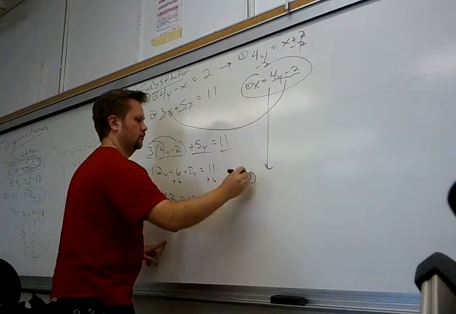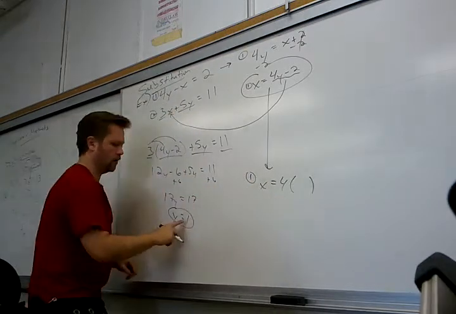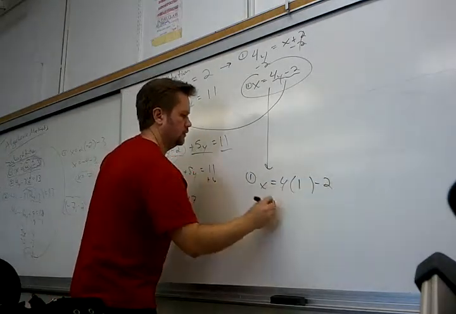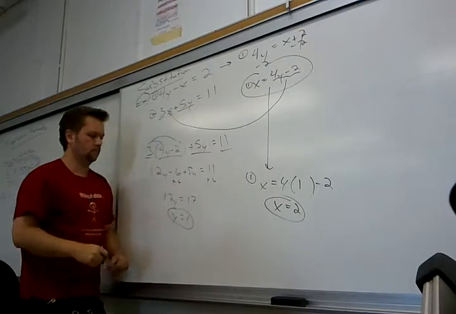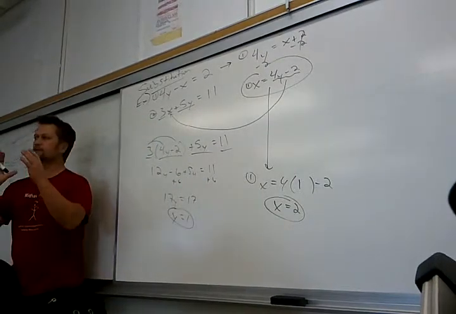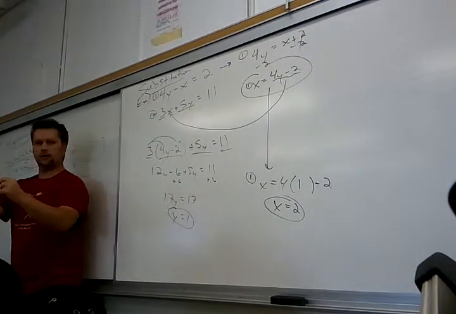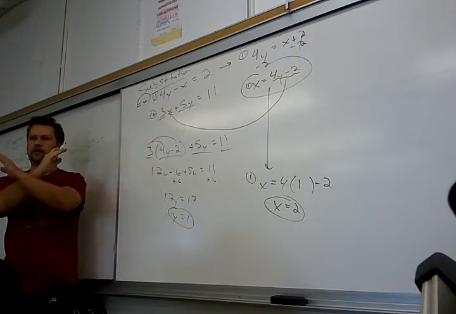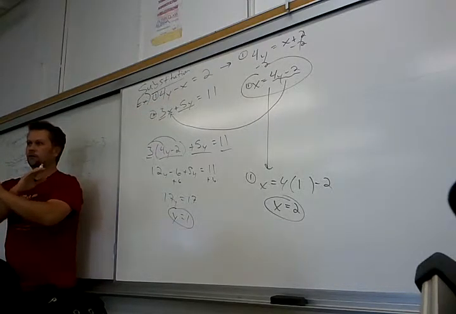So x equals 4 times y. Y is 1. X just equals 2. So x is 2. And we're done. So the point is 2, 1. That's the point where the two lines would cross, the point where these two lines would meet. First equation.